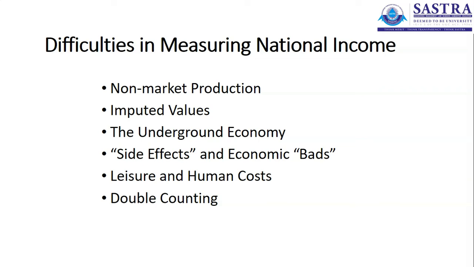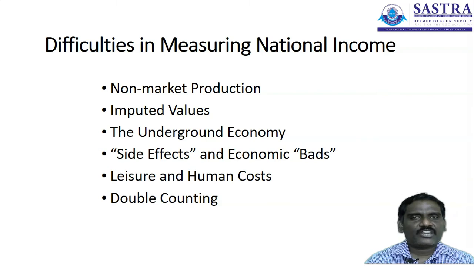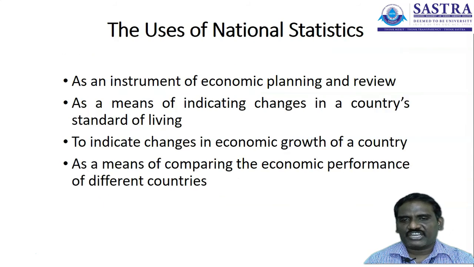And the double counting: the total value of goods and services may be calculated in the factor cost as well as in the market price. It is like a double counting effect in the market. So these kinds of things are very difficult for the calculation of national income.